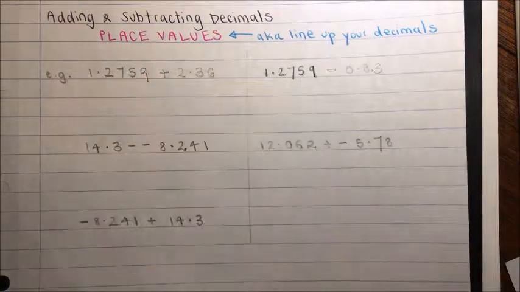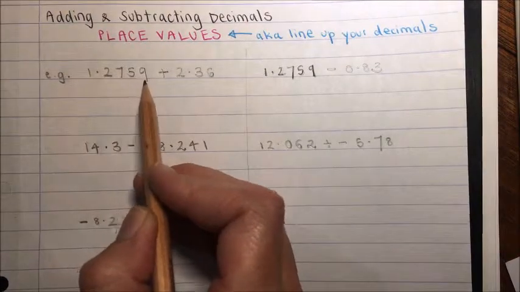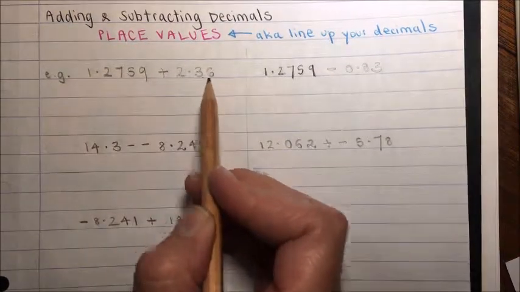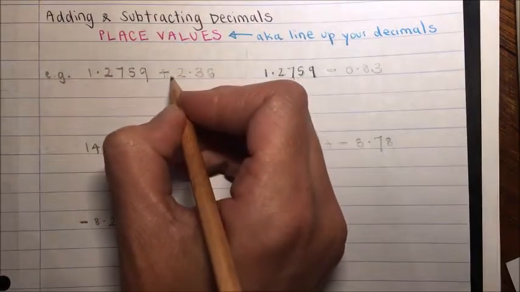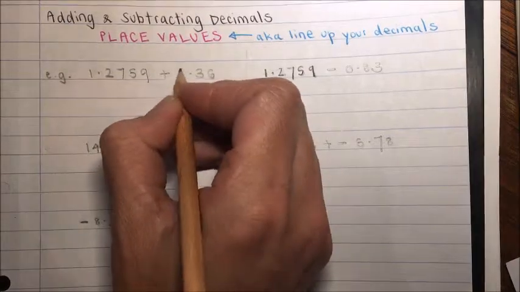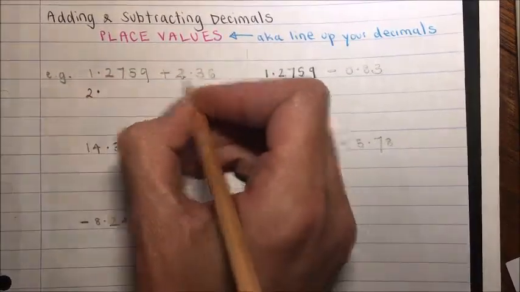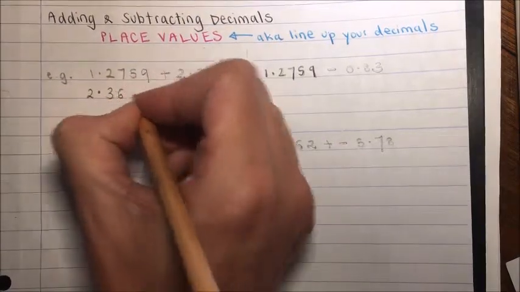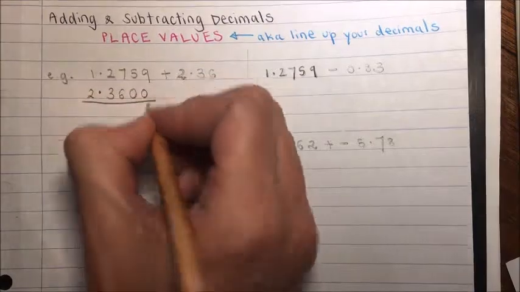Cool. So let's have a little look because examples probably make it easier. So if I've got 1.2759 plus 2.36, let's have a little look. I'm going to move the smaller number underneath because that's always easier. So I've got a 2 in the ones column, so that'll make it easy to line up. 2 and 36 hundredths. Really important that I get them in line.